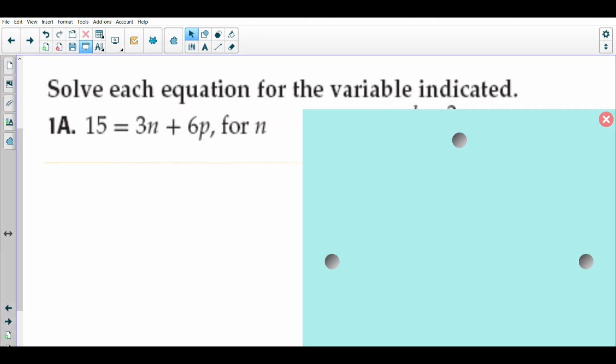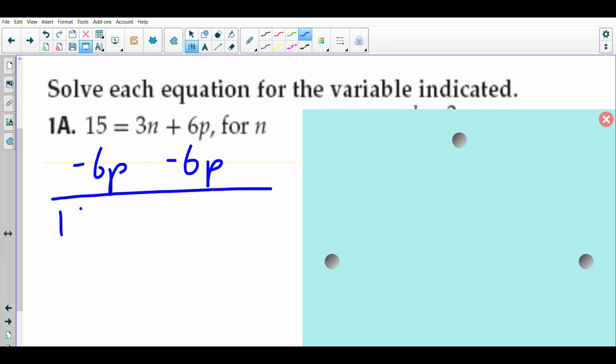So just like before, we've always wanted to isolate the variable, the only variable we have. Now we're just given a specific variable out of multiple variables. In this case, there are two. So we want to isolate n. Before we always said isolate the variable. Now we're going to isolate the variable we want. So to isolate n, we need to move the p variable away from the n. So we got to subtract p from both sides.